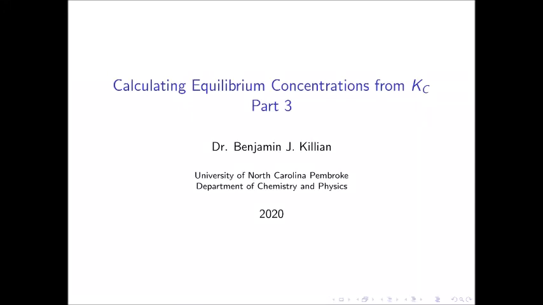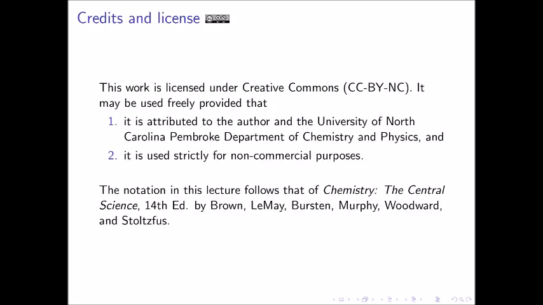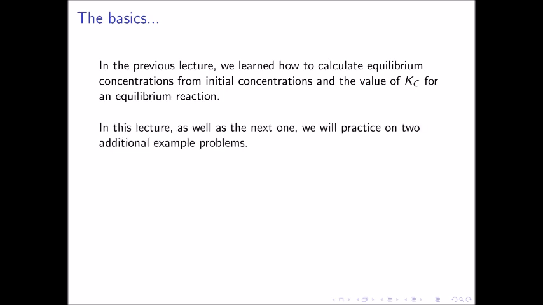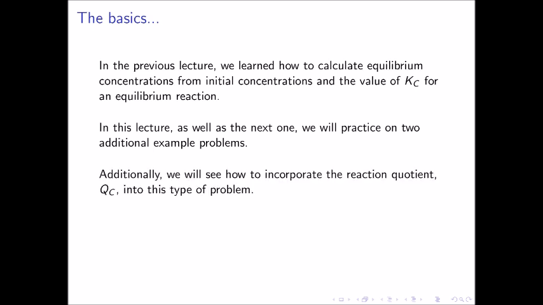This is part 3 in the series of lectures on calculating equilibrium concentrations from Kc. We will be working a third example in this case. In the previous lectures, we learned how to calculate equilibrium concentrations from initial concentrations and the value of Kc for an equilibrium reaction. In this lecture, as well as the next one, we will practice on 2 additional example problems. Additionally, in these 2 lectures, we will see how to incorporate the reaction quotient, Qc, into this type of problem.